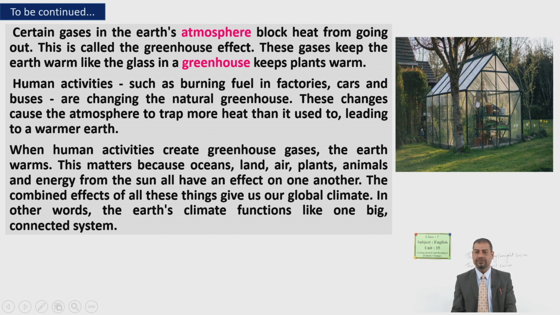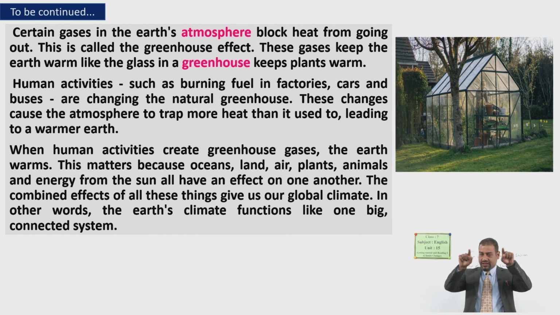You can see the house of glass, and inside the house there are plants, and it means that the plants are in warm condition. The plants won't get any coldness. So to provide them warmness, we make a greenhouse, okay. And this earth also becomes the same thing. So you can compare this earth with this greenhouse, okay?